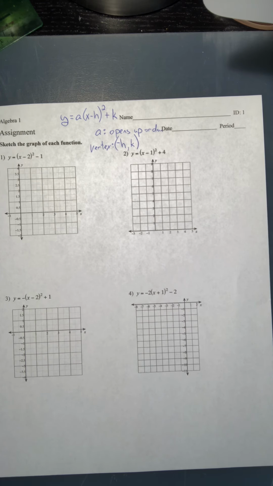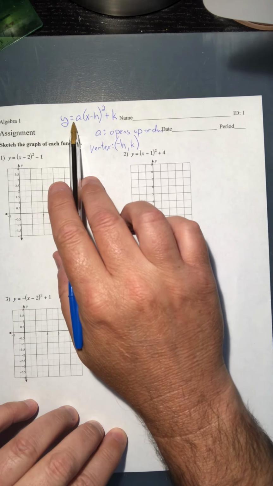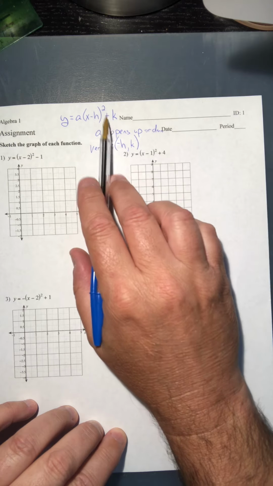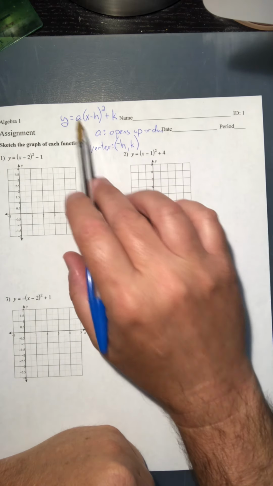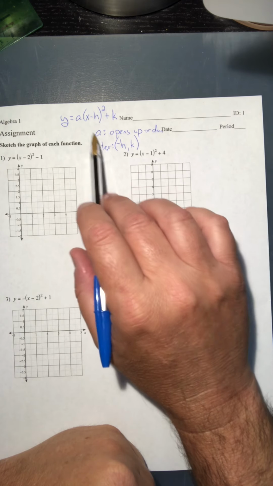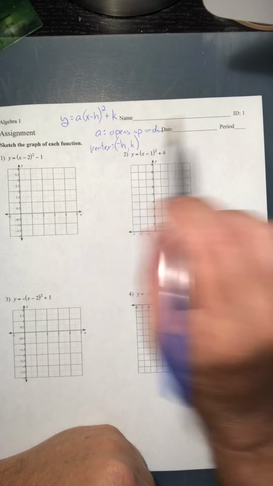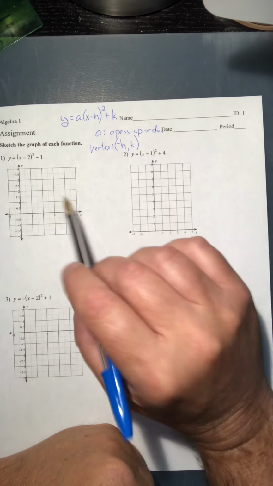All right, so today we're going to talk about graphing parabolas or quadratics when they are given to us in what's called vertex form. And here is vertex form right here. Y equals a(x minus h) squared plus k. A still tells us the same thing that it told us when it was in standard form. It tells us, does it open up or open down? The h and the k tells me what my vertex is.